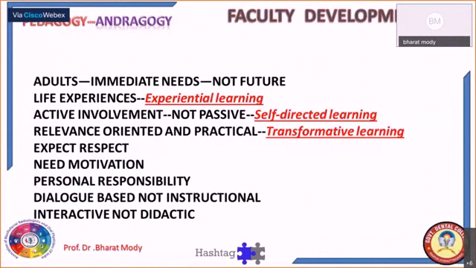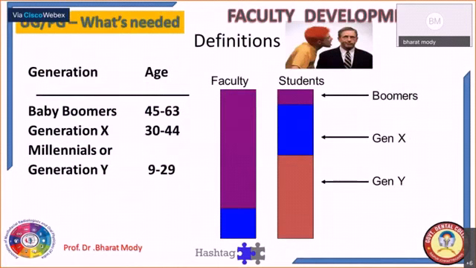They don't want to passively have a didactic lecture. So self-directed learning is what they are looking for. Relevance-oriented and practical-oriented, that is why transformative learning is what they are looking for. They want respect, they want motivation, they want responsibility, they want dialogue-based, not instructional-based, and they want interactive and not didactic.